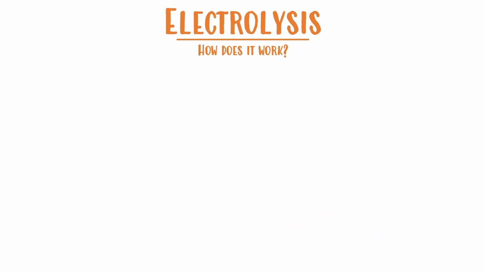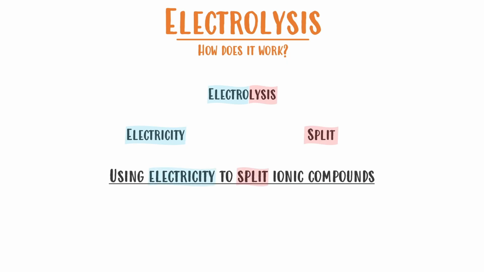Right. Now, let's have a look at what electrolysis actually is. And we can understand this by looking at the word itself, where electro means electricity and lysis means to split. And then for your 2-mark definition, it's going to be using electricity to split up ionic compounds. And this is quite a common question at GCSEs.